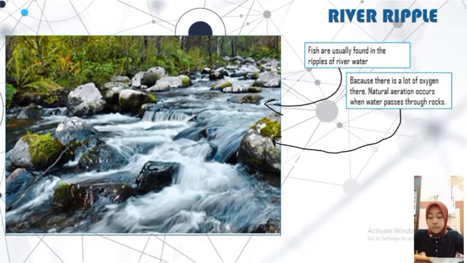One example of natural aeration is experienced in the ripples of rivers. If you look at the river ripples, fish are usually found in the ripples of river water because there is a lot of oxygen there. Natural aeration occurs when water passes through rocks.